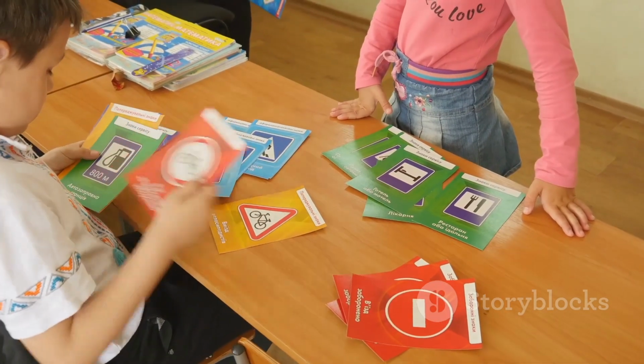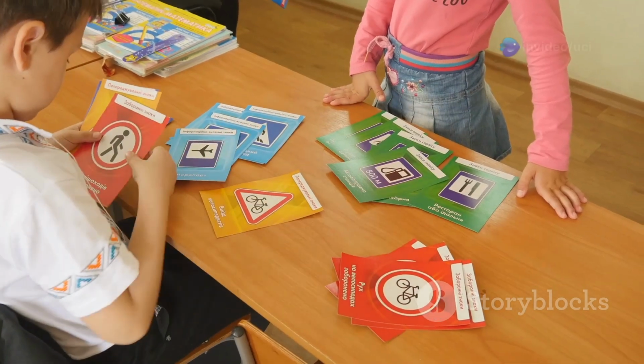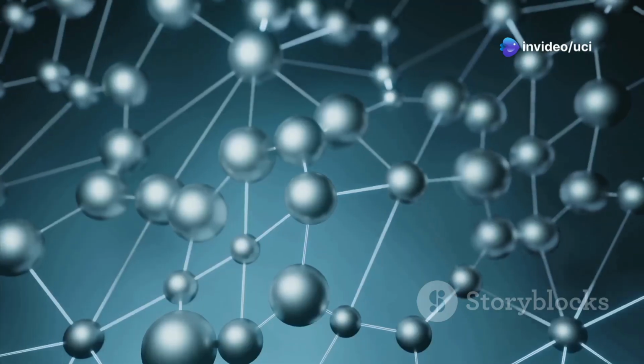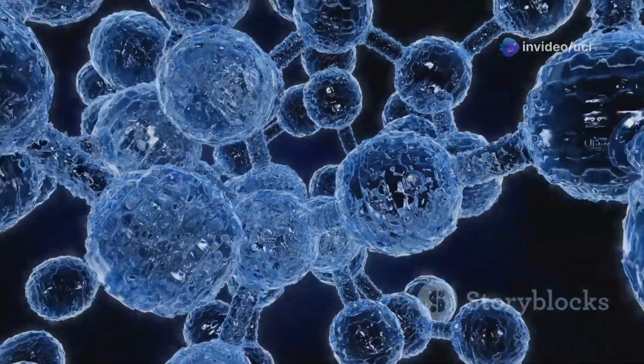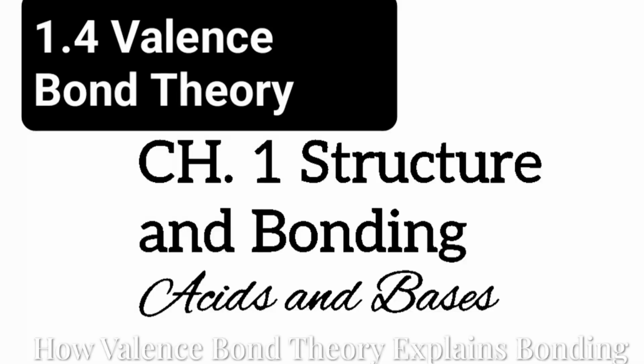Think of it like this. Imagine each atom wants to have a full set of valence electrons, kind of like wanting a complete set of trading cards. They can achieve this by sharing electrons with other atoms. This sharing is what we call a chemical bond.